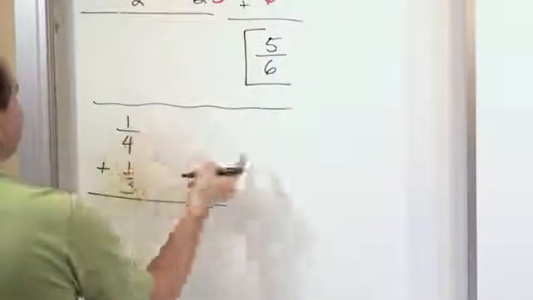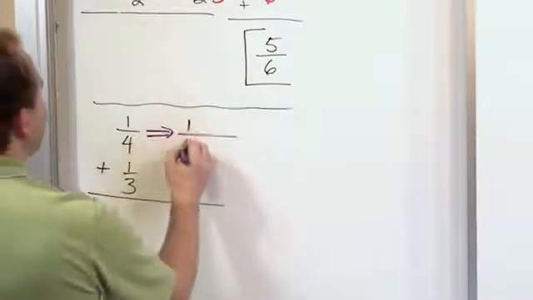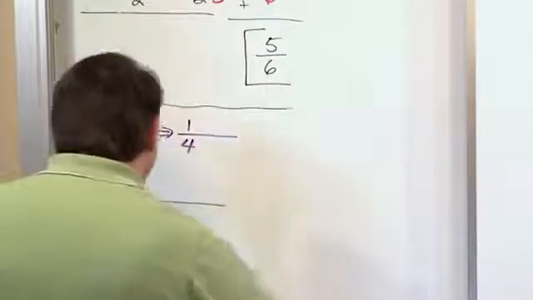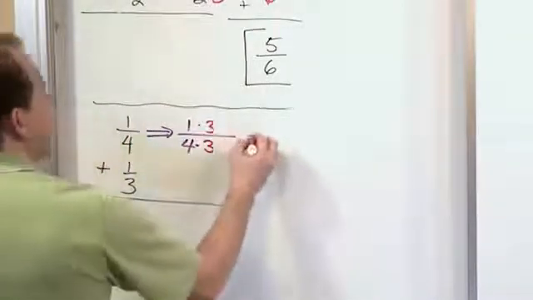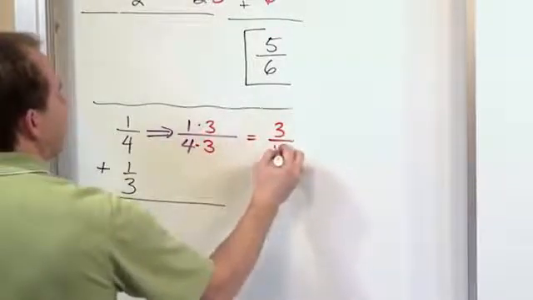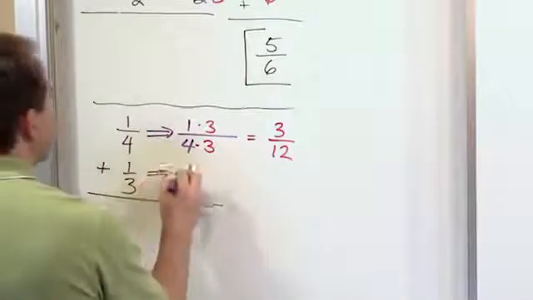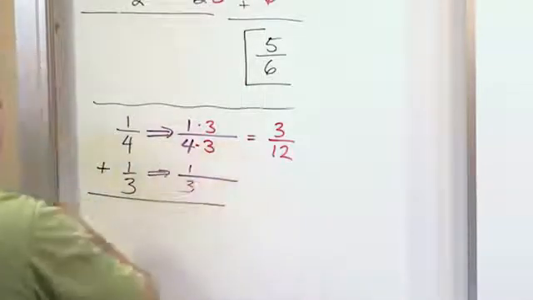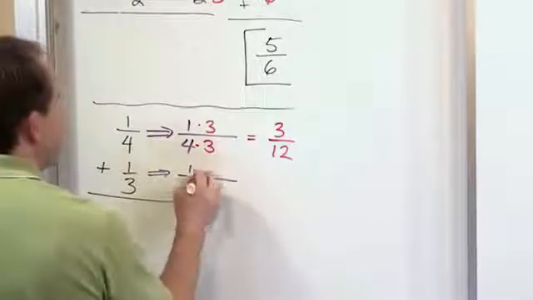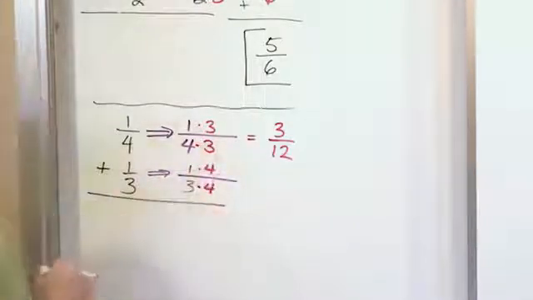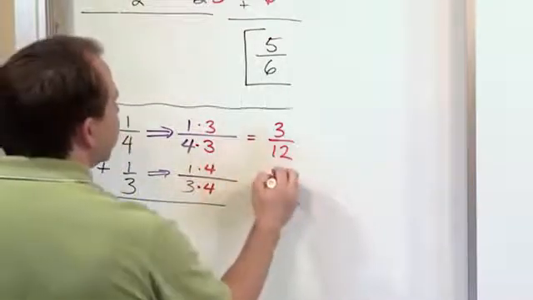So if I'm trying to get a common denominator of 12, then what I'm going to do is take this 1/4 and multiply by 3 on top and bottom. And that's going to give me 1 times 3 is 3, 3 times 4 is 12. And for this one, it'll be 1/3. To make this common denominator also 12, I'm going to have to multiply this by 4, and I'll have to do it to top and bottom. 3 times 4 gives me 12. 1 times 4 gives me 4.